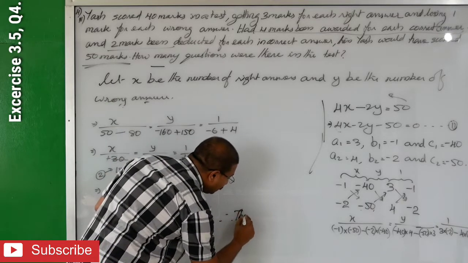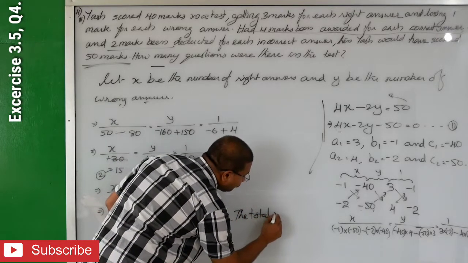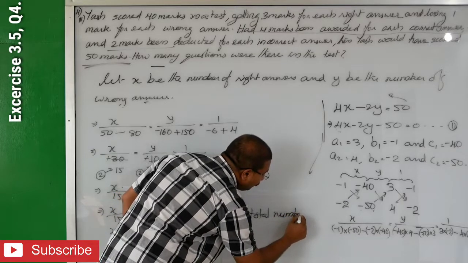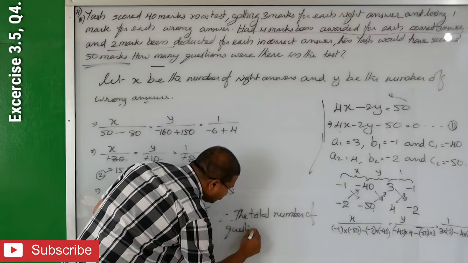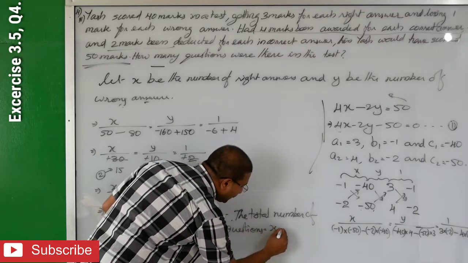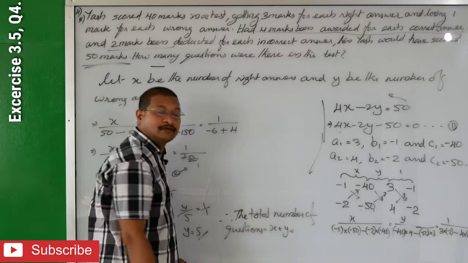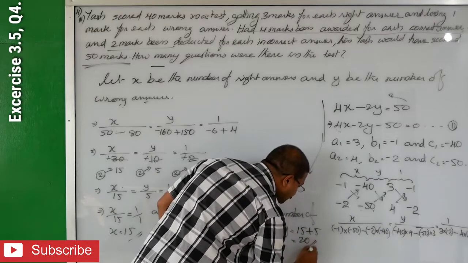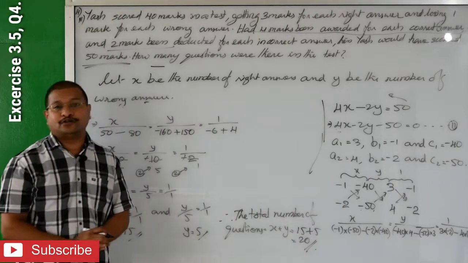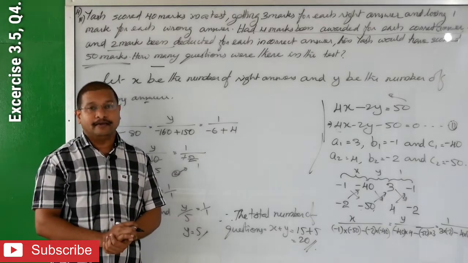Therefore, the total number of questions equals x plus y equals 15 plus 5 equals 20. So the answer is 20 questions. Ready? Let's go to the next question.